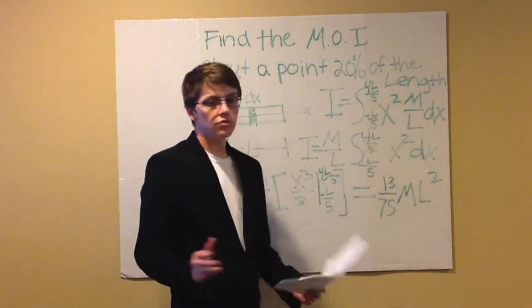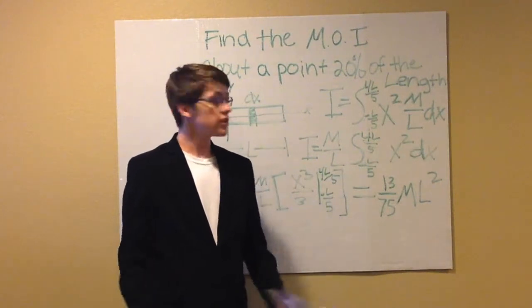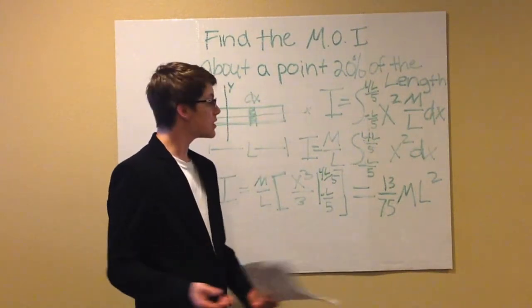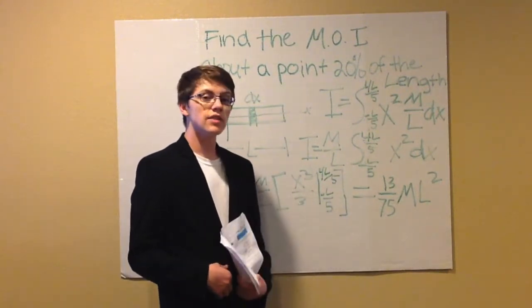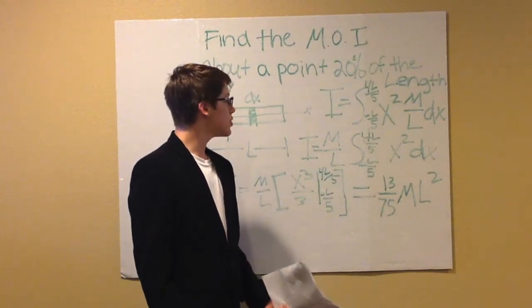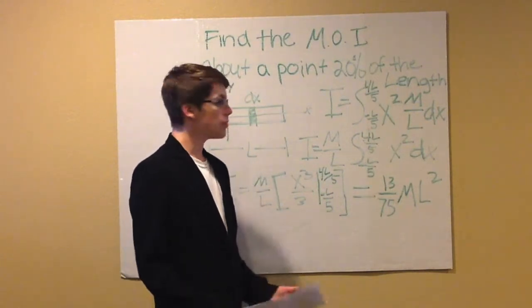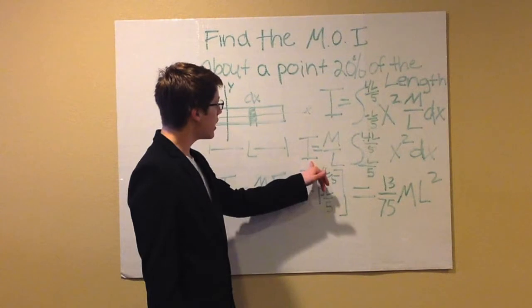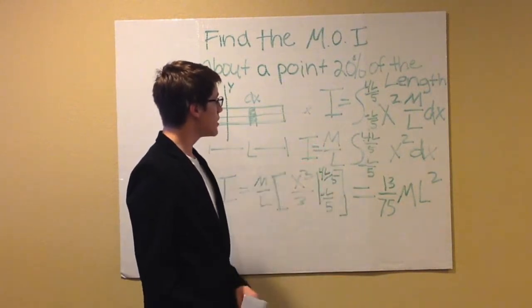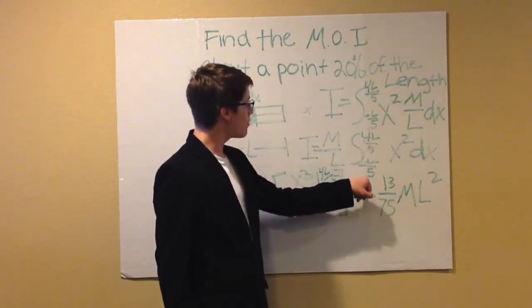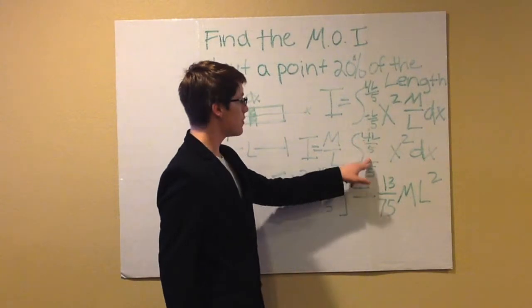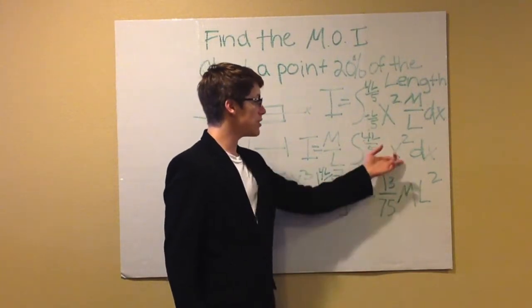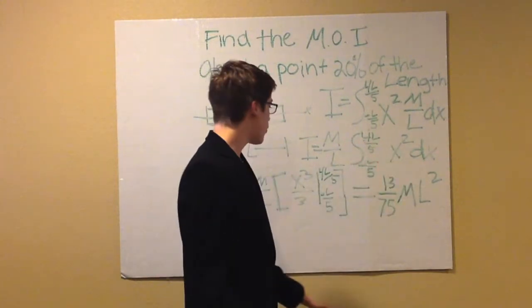And then we calculate it the same as the last one, just with different limits. So since again the mass and the length are constant, we can safely take them out to make our lives easier. So you get I equals m over L times the integral from negative L over 5 to 4L over 5, which is the same x squared dx that we had before.